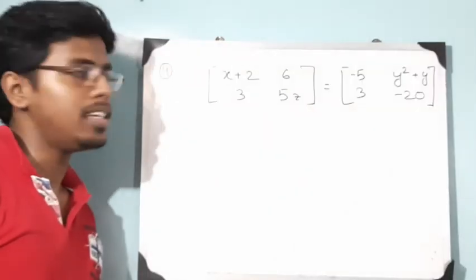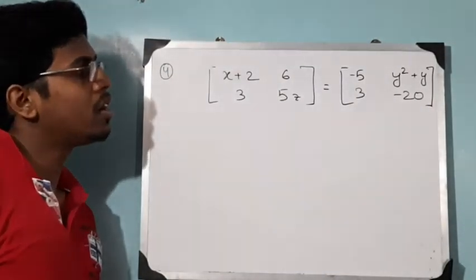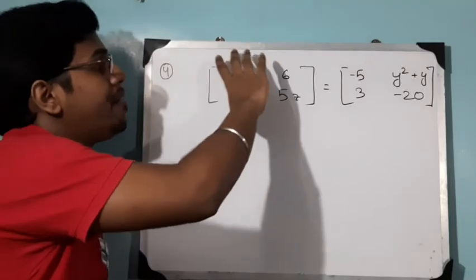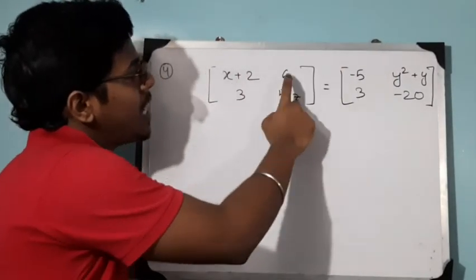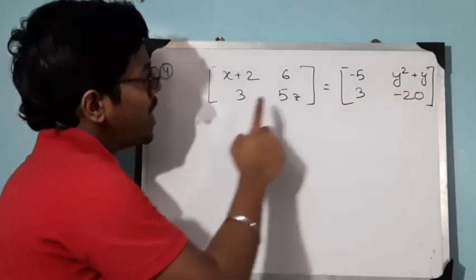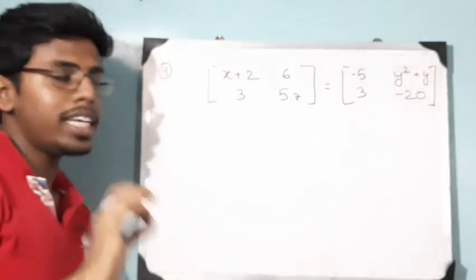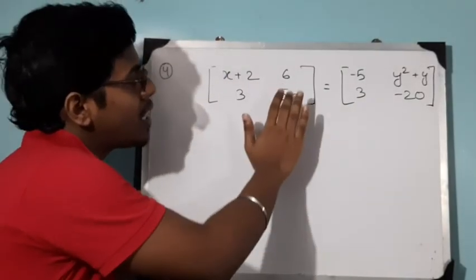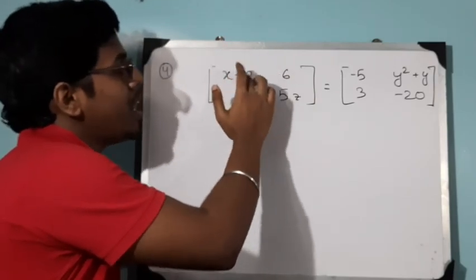The fourth category is find the value of x, y and z. In this type of question you have to first compare the left hand side with the right hand side. See, x plus 2 equal to minus 5, 6 equal to y square plus y, 3 equal to 3 and 5z equal to minus 20. So it is clear that apart from 3 we have 3 other options from which we can find the values of x, y and z.